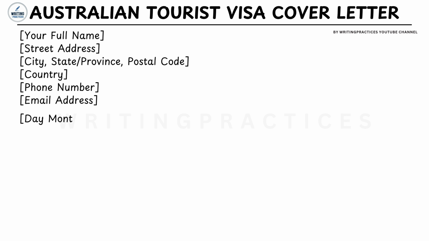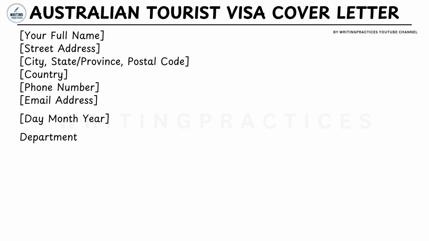Date. Write the date using the Australian format, which is day, month, year. Example: 30 April 2026. The date confirms when the cover letter was prepared and shows that your information is current. Immigration officers may compare this with your travel dates and supporting documents. Use the same date format across all submitted documents.